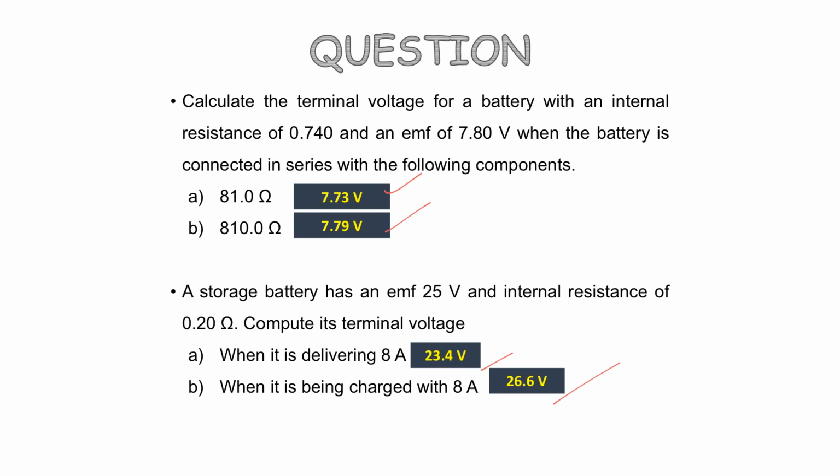Here I just want to emphasize that for question A, it doesn't state charging or discharging, but like I mentioned before, if the question doesn't state, then you go for discharging. If the question wants to state charging, for example, when it's delivering 8 ampere, this is discharging. When it is being charged, then it's called charging. So there will be some information to represent charging if the question wants to ask you about the charging process.